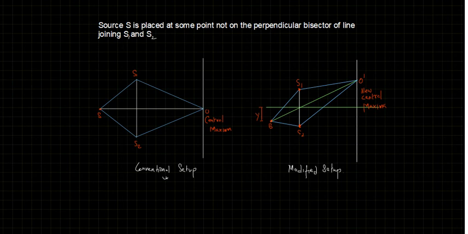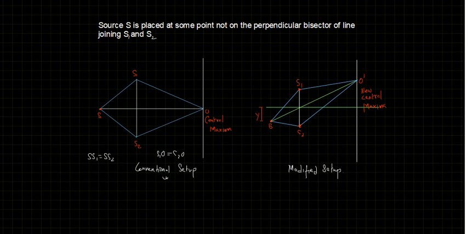In the conventional setup, what do we see? We see that SS1 and SS2 are the same. That means SS1 is equal to SS2. And also we see that S1O is equal to S2O. So all the secondary wavelets originating from S1 and S2 will reach O with zero path difference, and they will form this central bright fringe. That is what we have learned in Young's double slit experiment, and that is how the central maxima is produced.